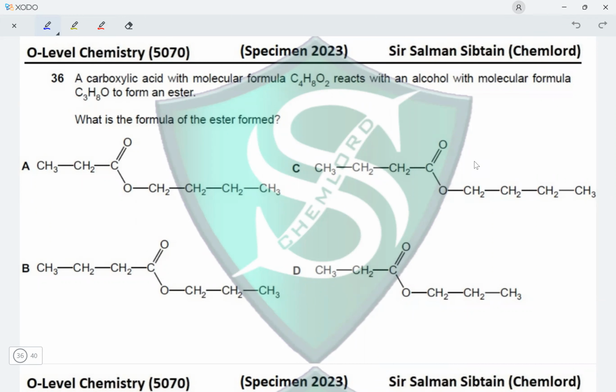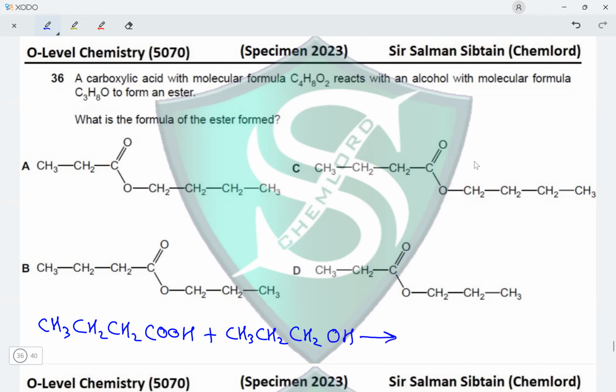So the carboxylic acid has four carbon atoms. That would be CH3CH2CH2COOH, reacting with an alcohol with three carbon atoms, so CH3CH2CH2OH. And when these react, the alcohol loses its OH and the carboxylic acid loses its hydrogen, and the alcohol adds onto the remaining portion of the carboxylic acid.